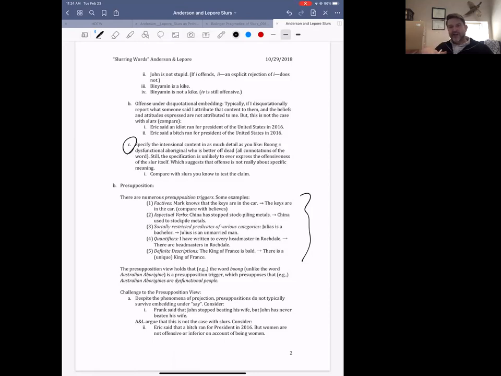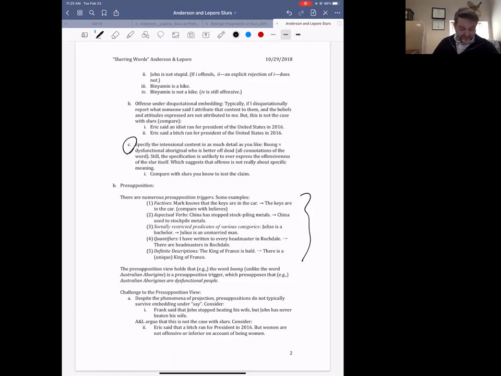So the idea here is that it's not part of the semantic content, and for that reason it makes sense, because it's a presupposition, why the offensiveness would survive negation, because we know that presuppositions are carried even if we negate the sentences they occur in.